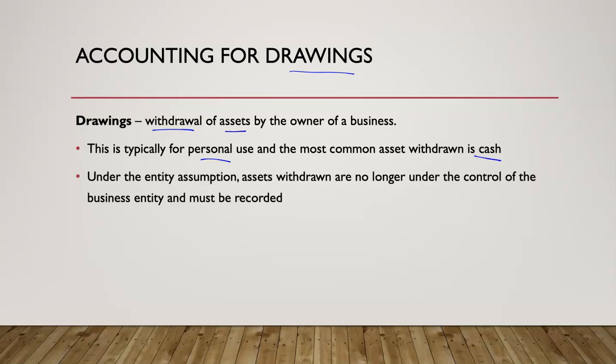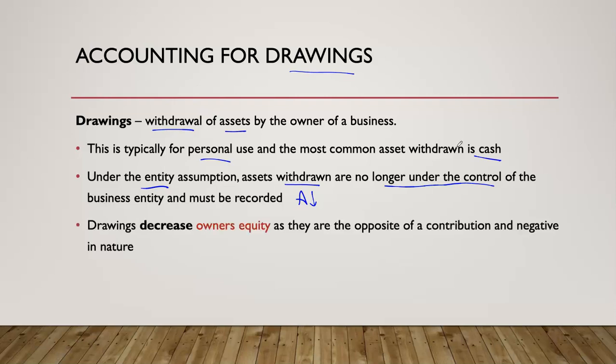Now under the entity accounting assumption, when assets are taken away from their business, they are no longer under the control of the business, and we must record it because our assets are going down. Because remember, it is only a business asset if it is under the control of the business. These ones are no longer. This is going to then result in our owner's equity going down, as it is the opposite of a contribution.